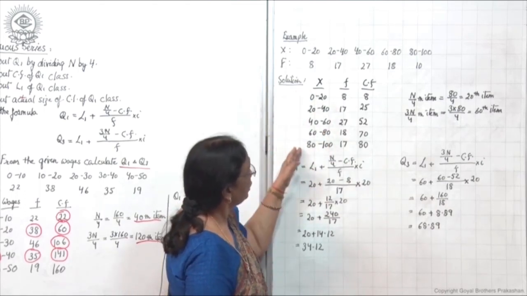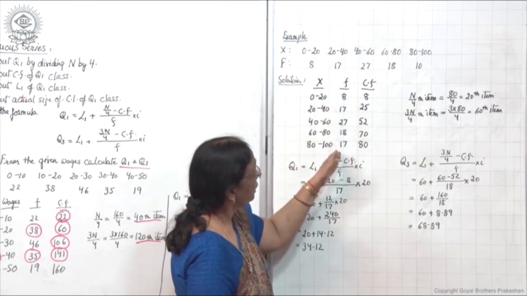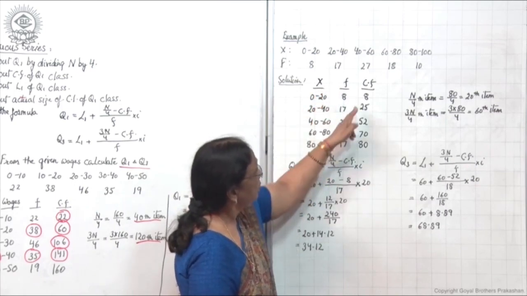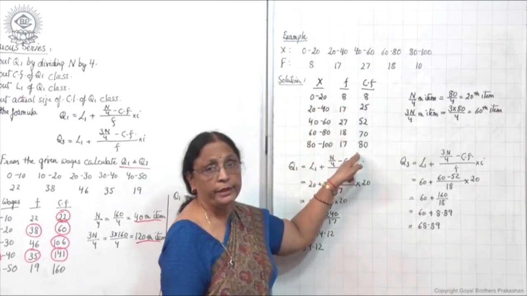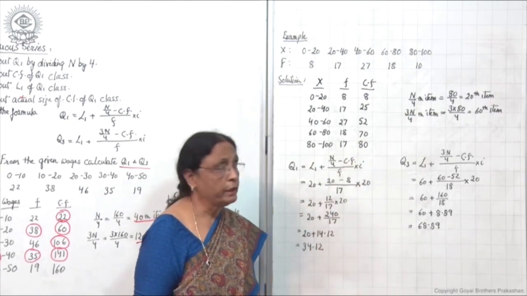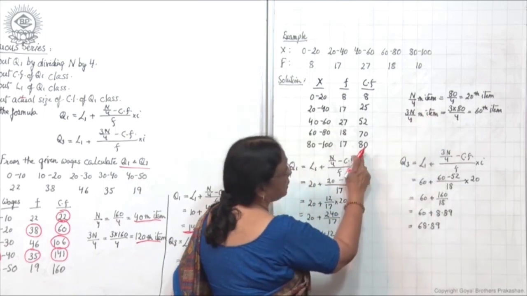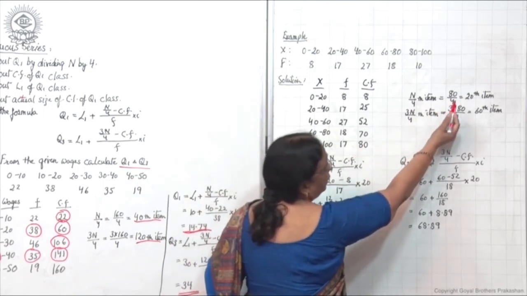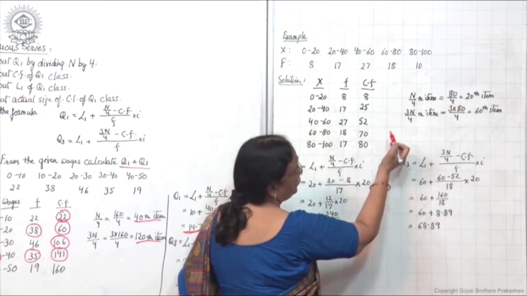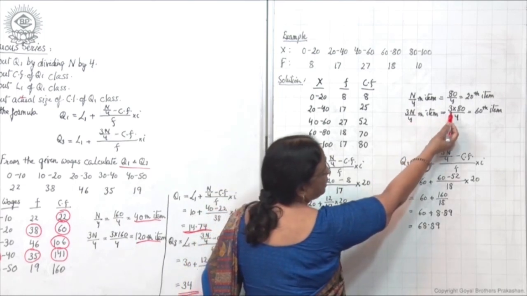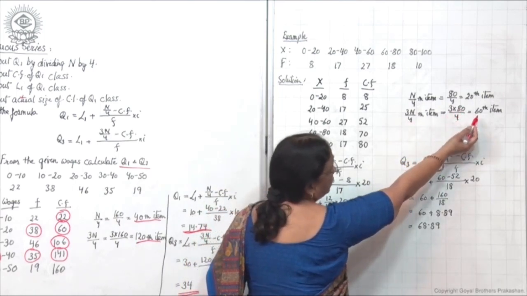in the vertical column, frequency in the vertical column like this, calculate CF, that is cumulative frequency, then find out n upon 4th item, this n is 80, so 80 upon 4 that is 20th item, 3n upon 4th item is 3 into 80 upon 4 that is 60th item.